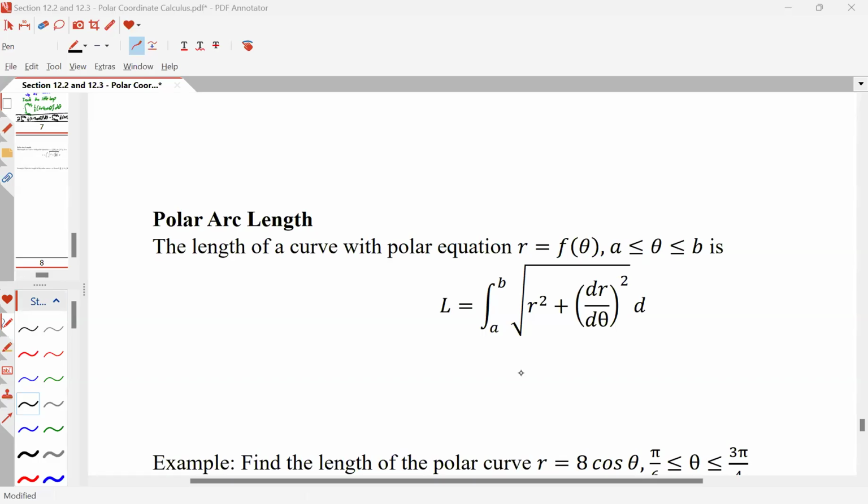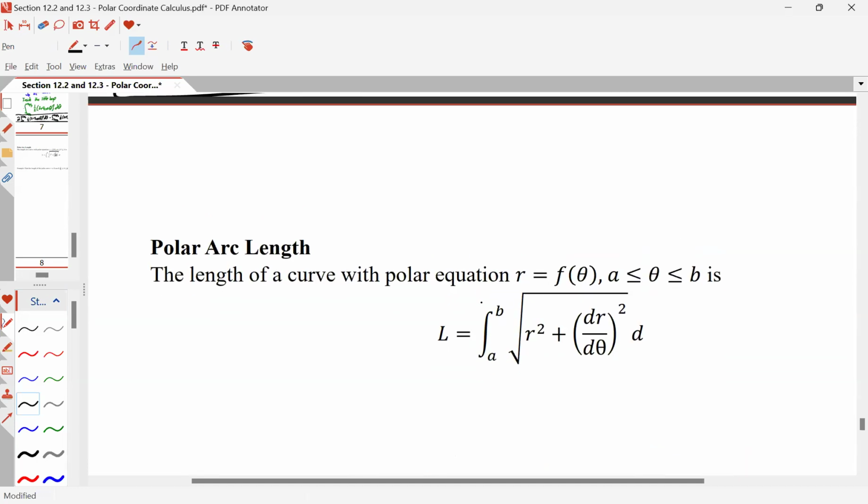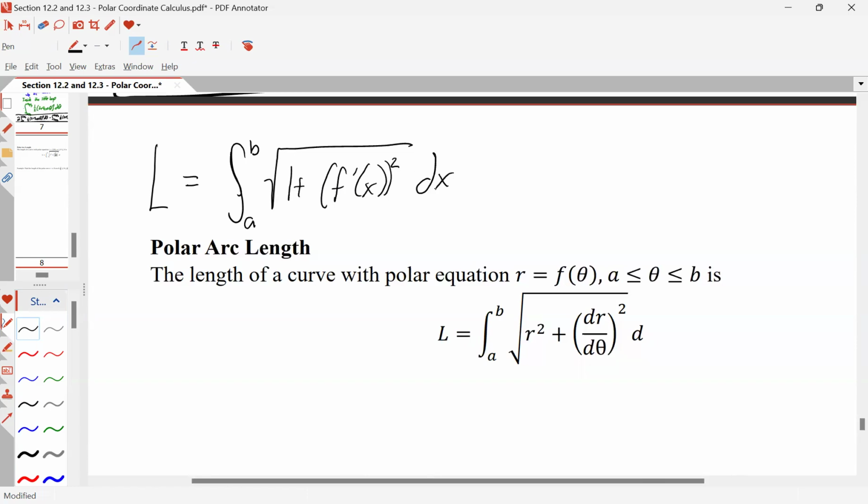Hello, in this video, we want to take a look at the formula for finding the arc length of a polar equation. Throughout this course, we have had various arc length formulas. At the beginning of the semester, we got the arc length formula for the integral from a to b of the square root of 1 plus f prime of x squared dx.